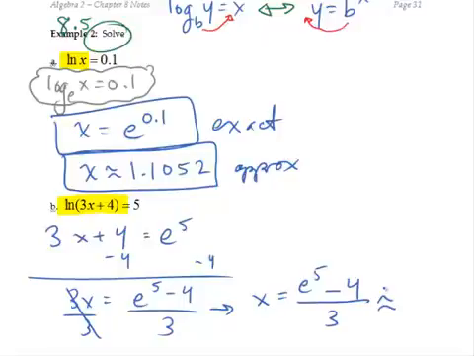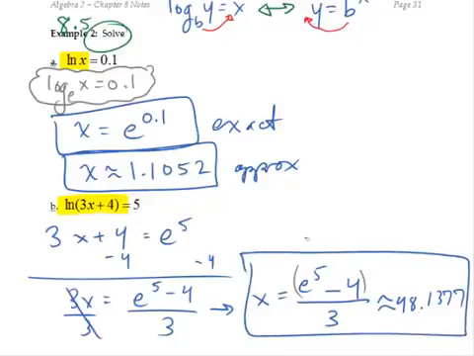And in the calculator, make sure that you use parentheses to include both of these on the top there. And this one comes out to be about 48.1377 as the approximate. So again, here's the exact, and here's the approximate.